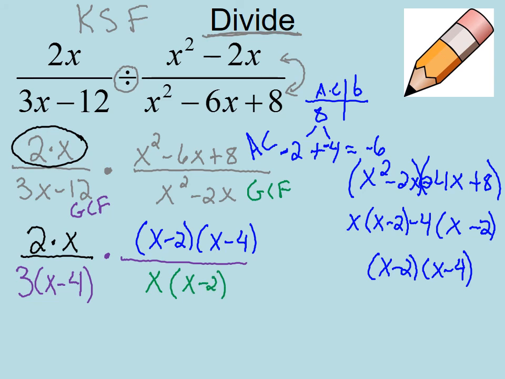Once this is all said and done, now we're going to start canceling things out. I have a 2 on the top, 3 on the bottom. Can't cancel, not the same thing, but I can cancel my x's. Then I have an x minus 2 on the top and the bottom, that can be canceled. And I have an x minus 4 on the top and the bottom, so those can be canceled. So all I'm left with, you guys, are my 2 and my 3. So my answer for this one's going to be 2 over 3.